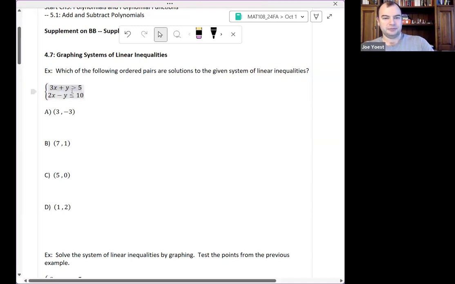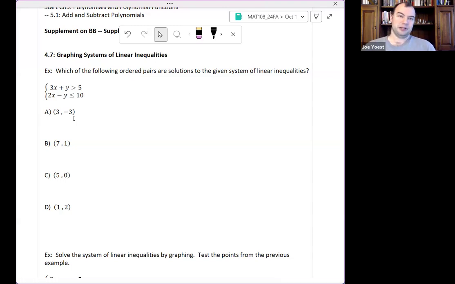If I had two equal signs here, 3x plus y equals 5 and 2x minus y equals 10, I would have a certain kind of mathematical claim. I would be looking, probably most of the time, for one ordered pair, x comma y, that makes both of those equations true at the same time.